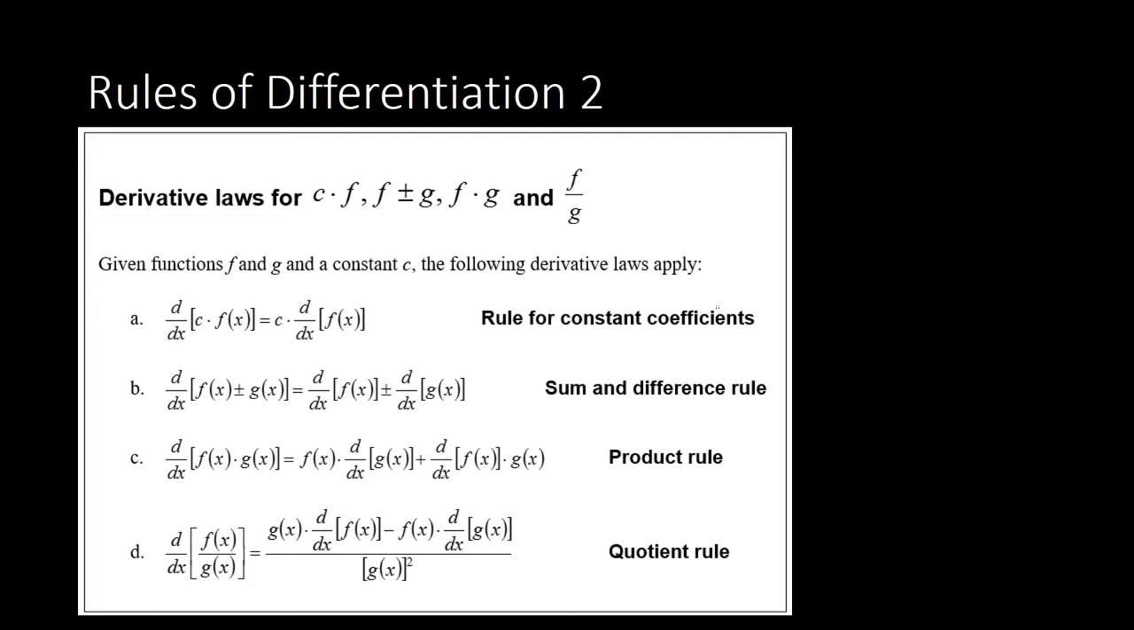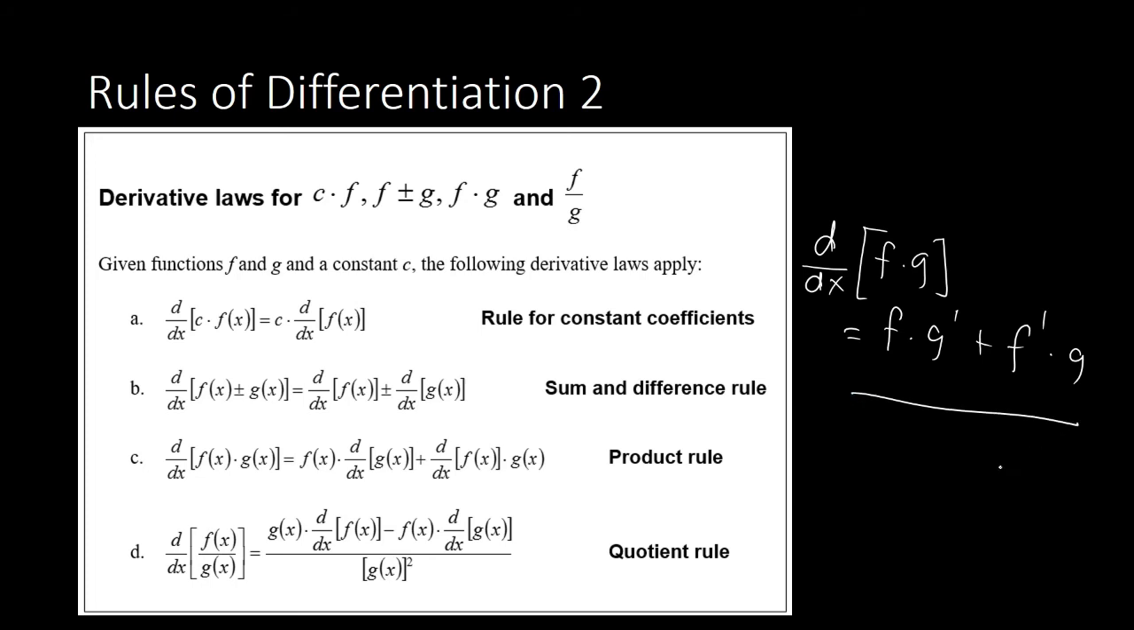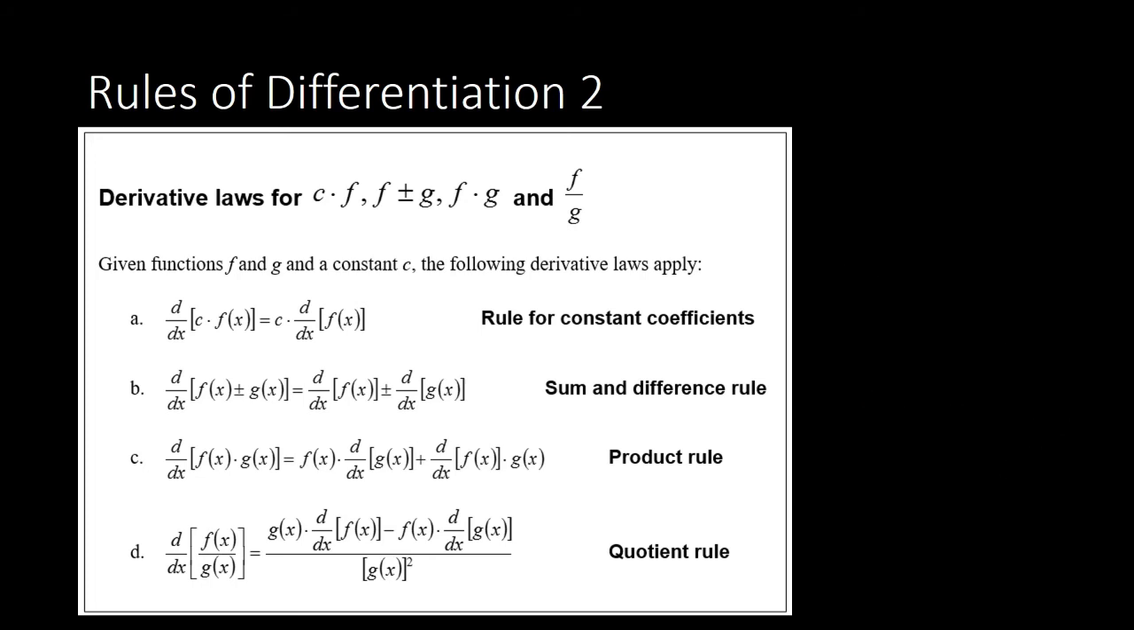So it's going to be this way, the product rule. If you have f times g, its derivative is equal to f times g prime plus f prime times g. That is the product rule. How about the quotient rule? d over dx of f of x divided by g of x is equal to this. It's called the quotient rule.